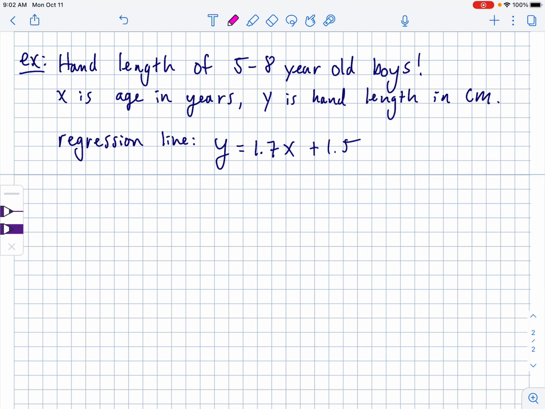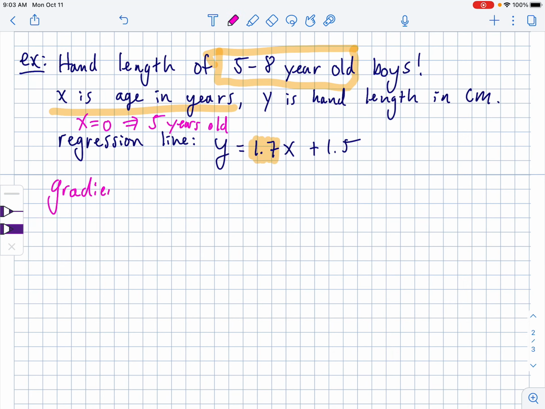Last example. Someone studied the hand length of 5 to 8-year-old boys for some reason. X is the age in years, and Y is the hand length in centimeters. So first up, the X is the age in years. I'm assuming that an X equal to 0 would imply 5 years old, because they said that the study was all of boys that are 5 to 8 years old, then the X equals 0 has to line up with 5.